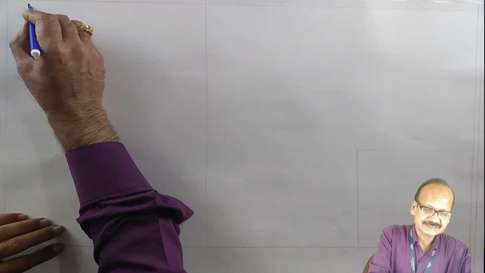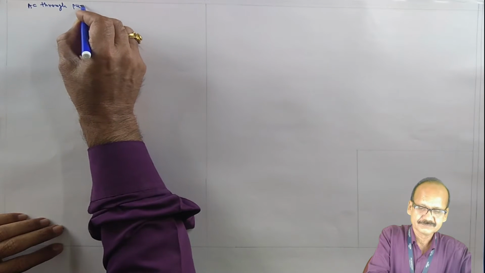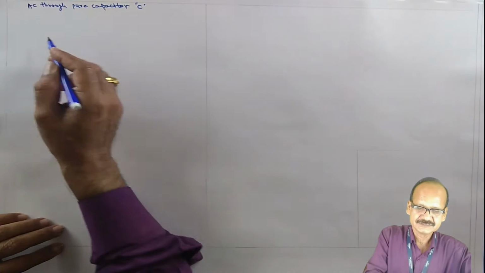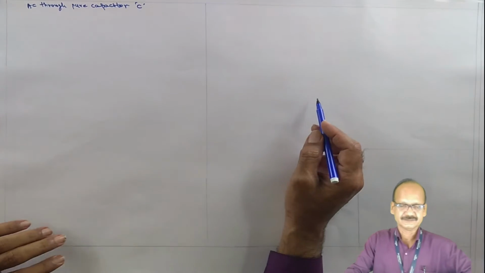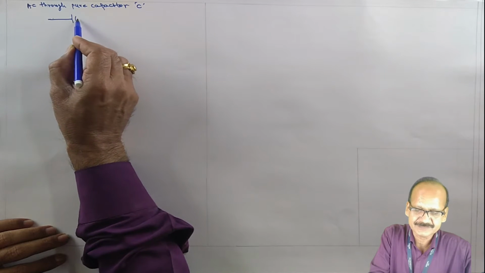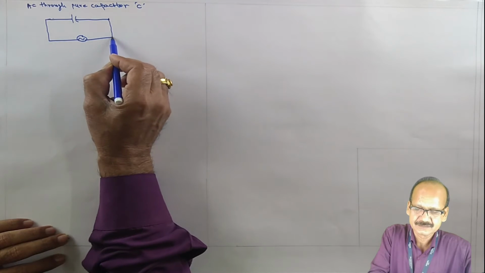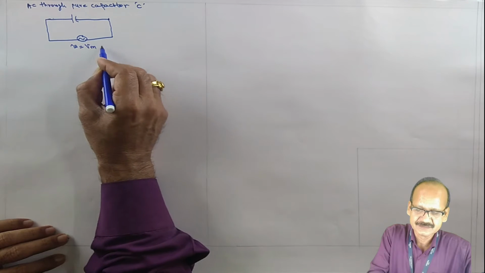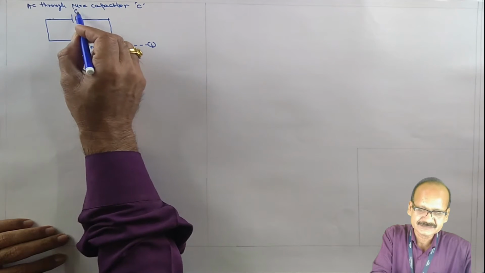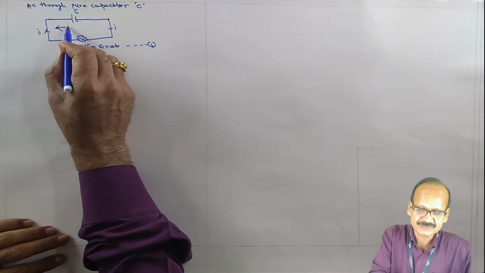So, AC through pure capacitor. Let the alternating voltage be applied to the circuit having capacitor only. So the voltage v equal to Vmax sin omega t. Say this is expression 1, and say this is C, the current coming is small i, and voltage drop across the capacitance is Vc.